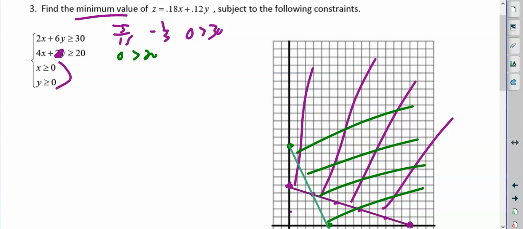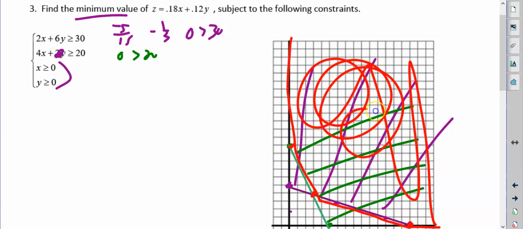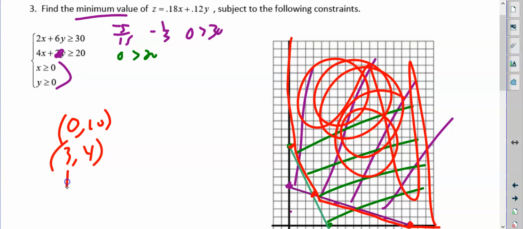So where are our corner points? Looks like we have an intersection right here, and here, and here. So we're looking at this area here. It's kind of a net we have. So our spots are 0, 10, 3, 4, and 15, 0.